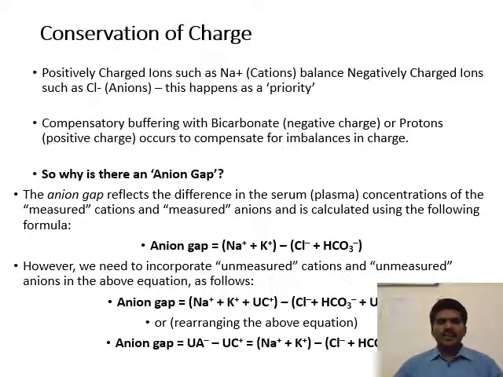Then again, why is there an anion gap? The anion gap reflects the difference in the serum concentration of measured cations to that of unmeasured anions and is calculated using the following formula. Anion gap equals sodium plus potassium minus chloride plus bicarbonate. But we need to incorporate the unmeasured cations and unmeasured anions too. When you incorporate those, the formula becomes sodium plus potassium plus unmeasured cations minus chloride plus bicarbonate plus unmeasured anions.